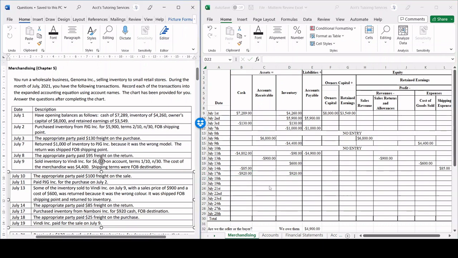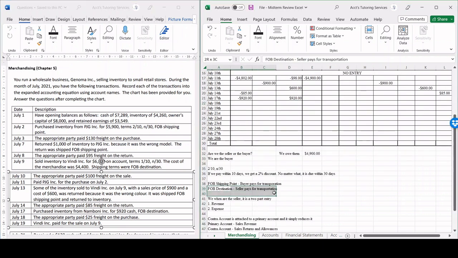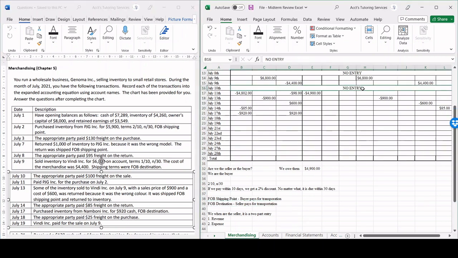And FOB destination. Let's go back to this over here. FOB destination, the seller pays for it. So on July 18th, the appropriate party paid $25 freight on the purchase. In this case, for us, is going to be no entry since we didn't pay for it.